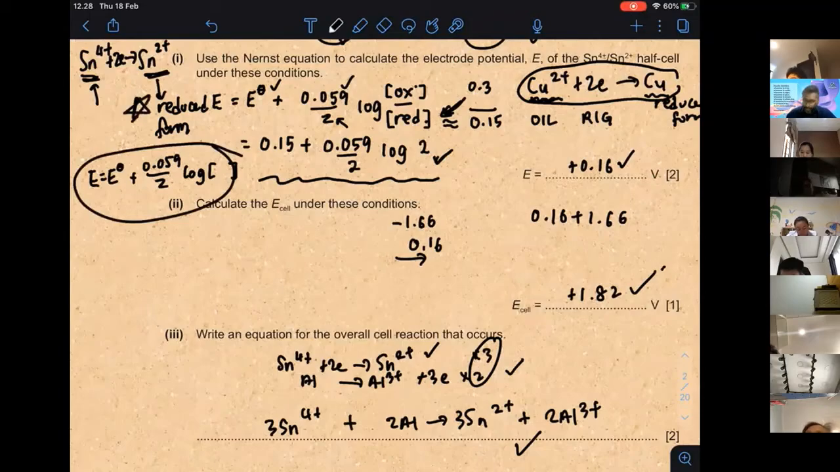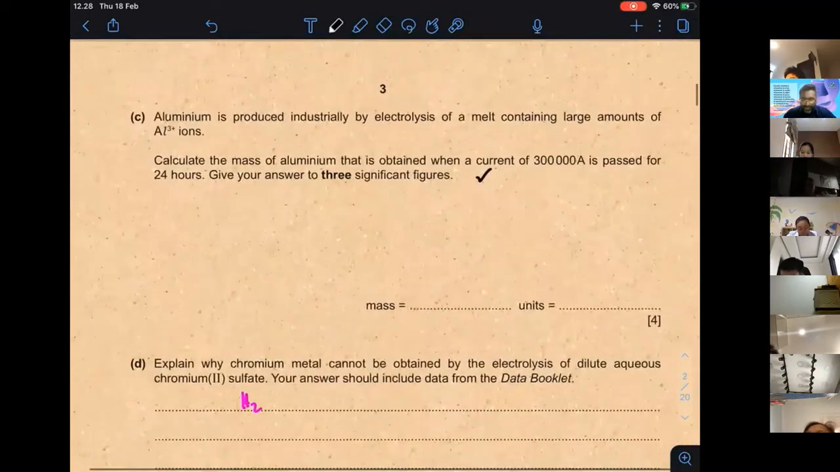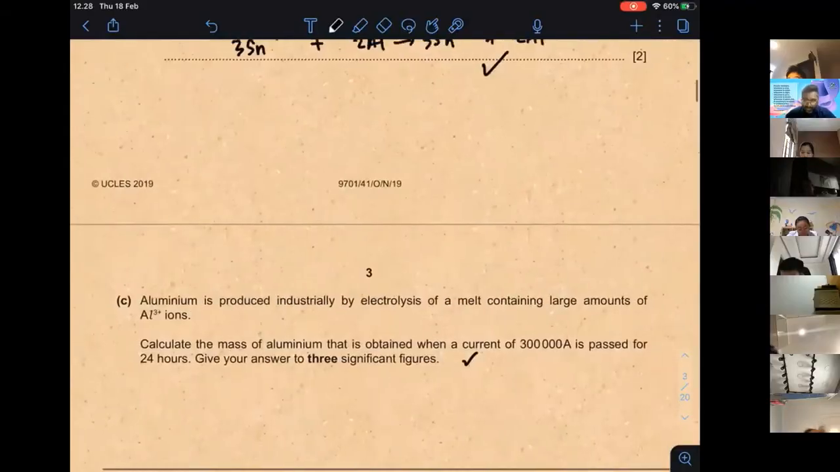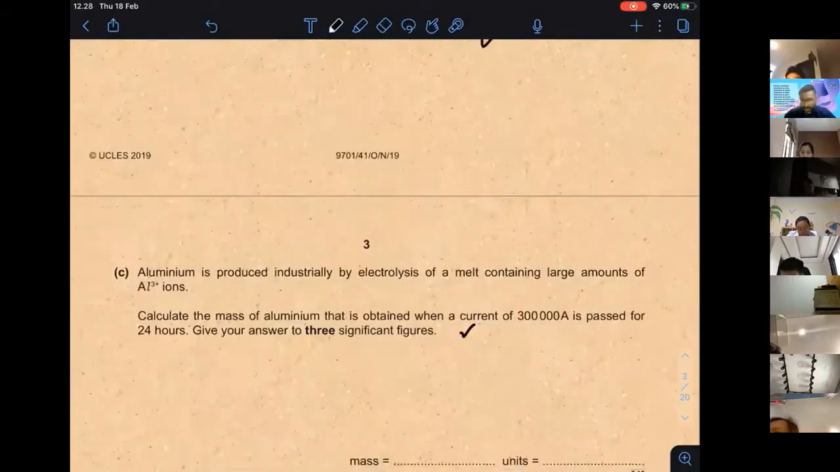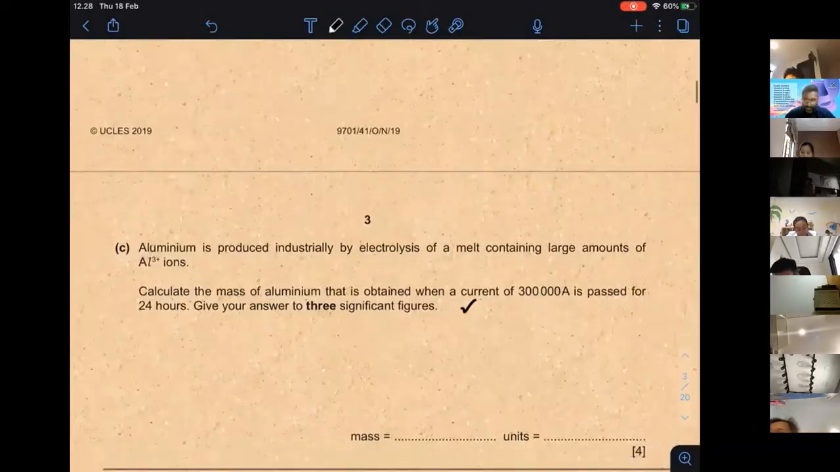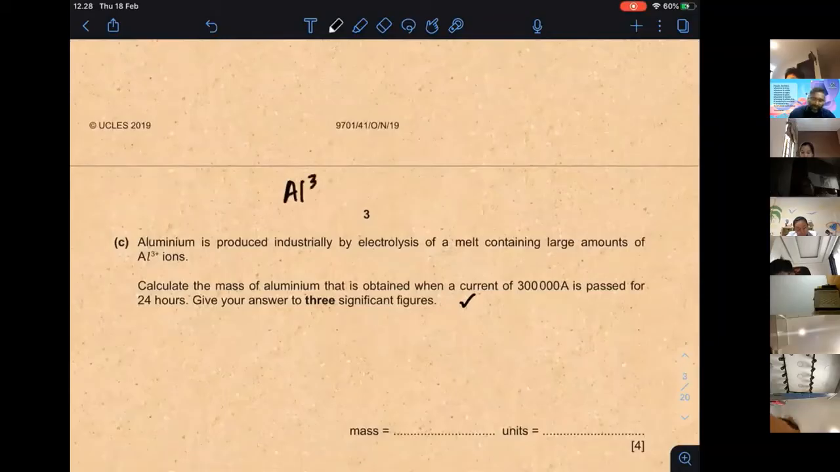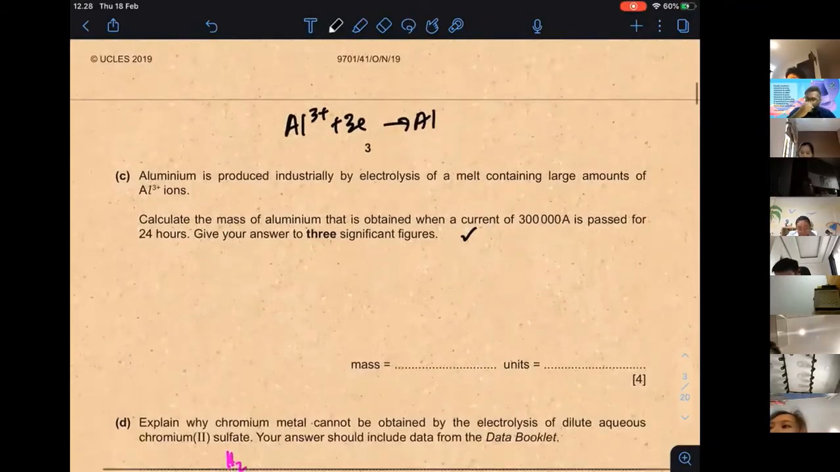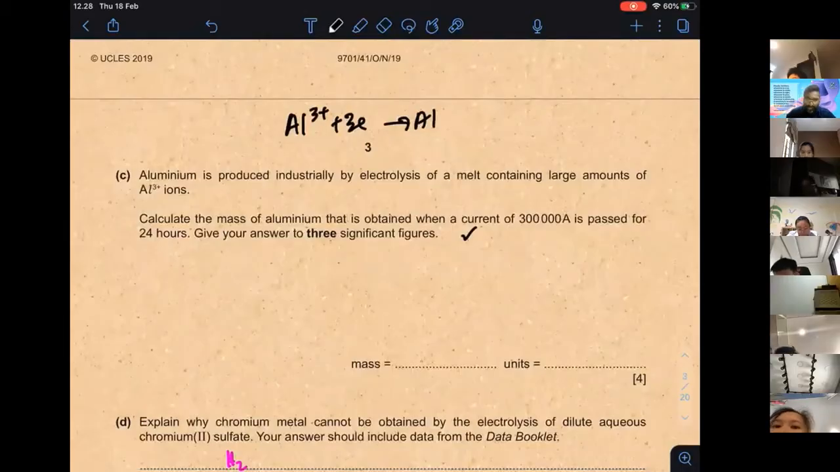Please take note. Now, aluminium is produced industrially by electrolysis of melt containing large amount of aluminium ions. So this one is going to be Al3+ plus 3 electrons to give you Al. Calculate the mass of aluminium that is obtained. This one is quite easy. Q equals to IT.